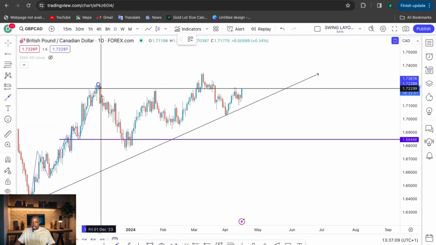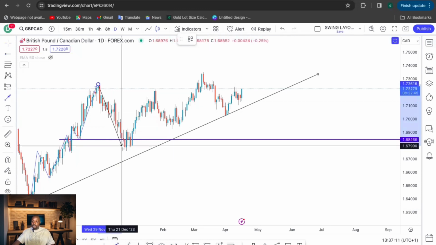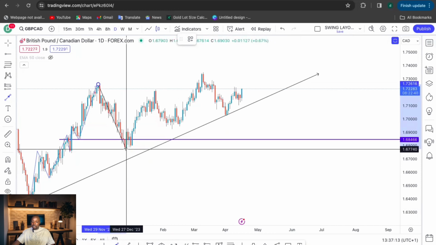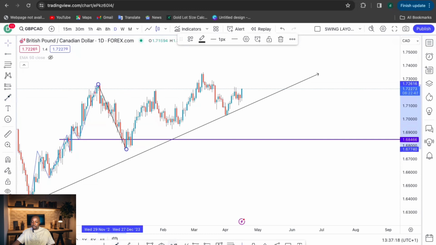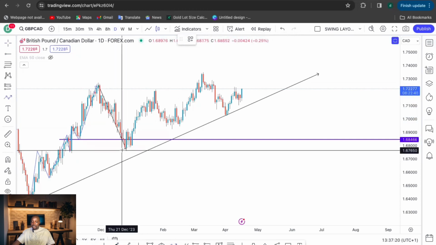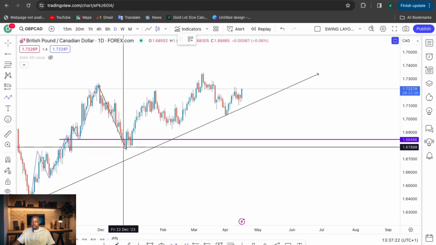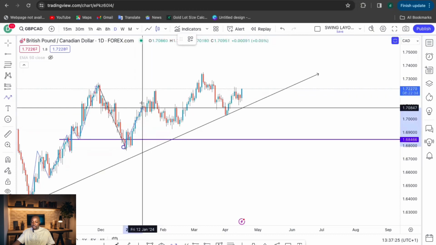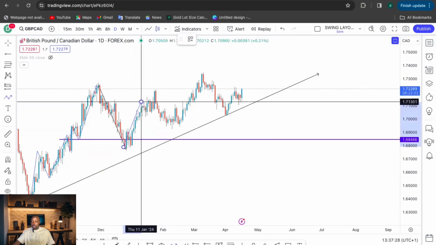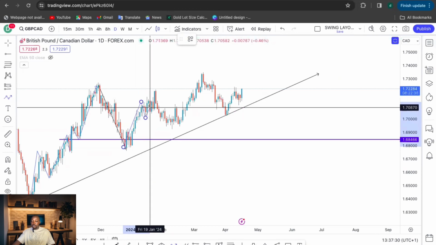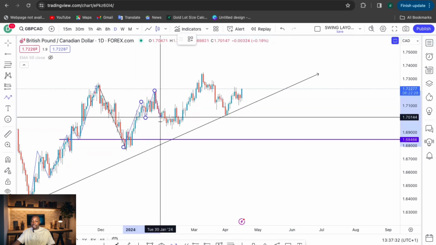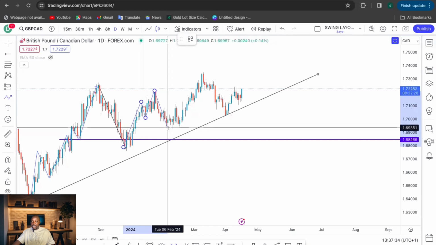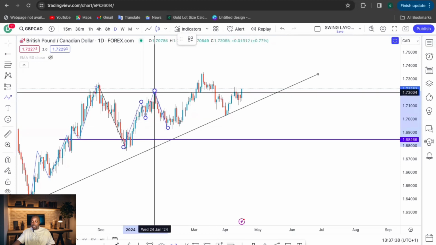Fortunately for us, the market came and continued pushing back to the upside. From low to high again. High, higher low, higher high. It came, it took out this low again. Lower low. But the market came and took out this high, putting us back in uptrend. Higher high. Pulled back.